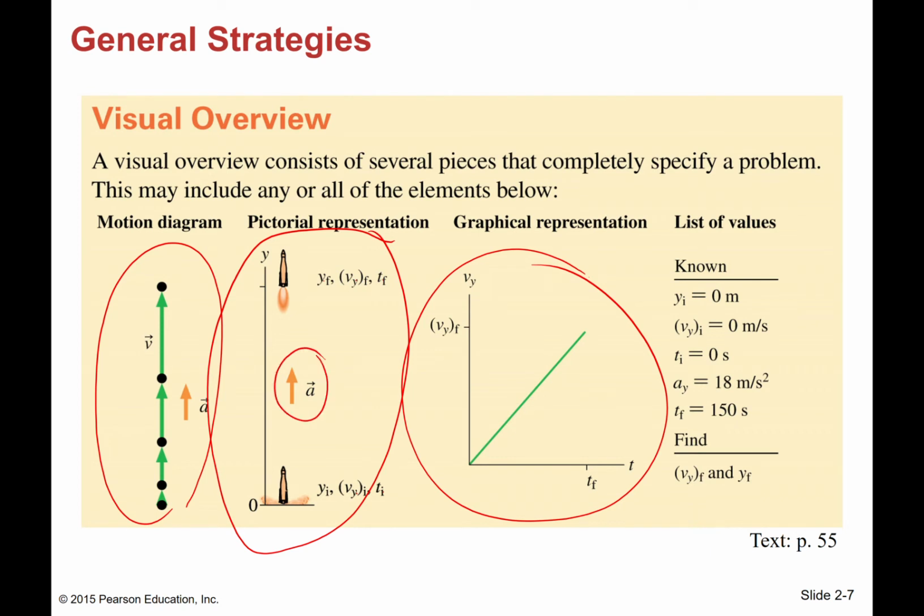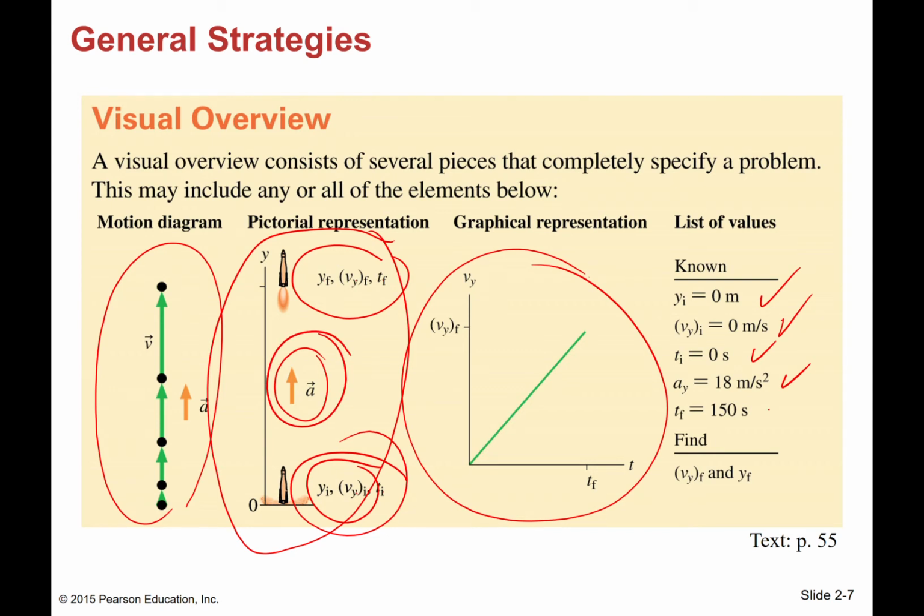So you can go ahead and see which one of these symbols now you know and which ones you need to find. You can make a list. You know y initial, you know v initial, you know t initial, so you know all these 3 here. You know the acceleration, and you know t final. And this is what you want to find: y final and v final. So you see from this graphical representation I know now what I need to do and what I need to find, and then I can go ahead onto my next step, which is solve.